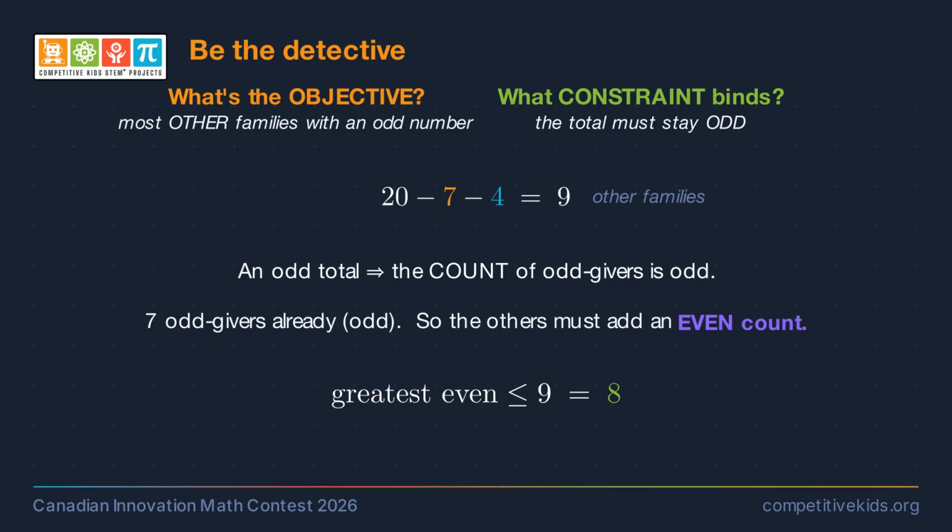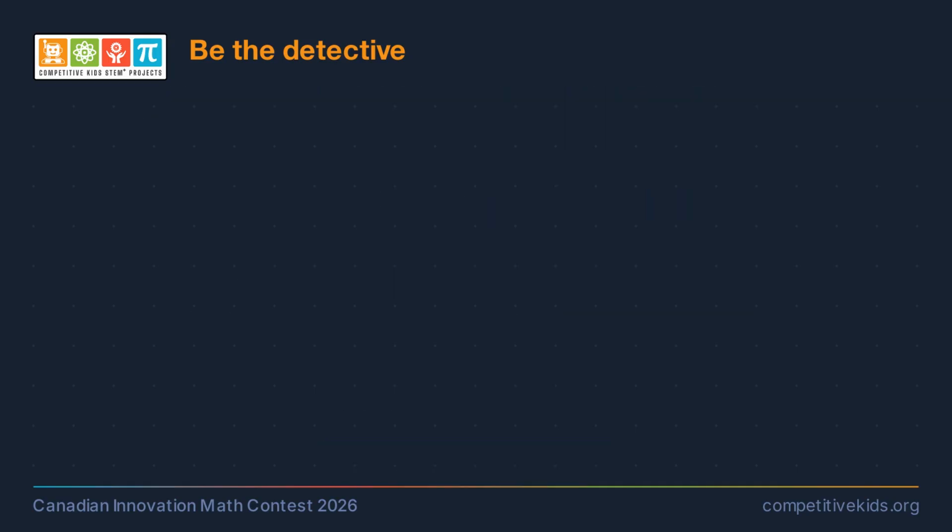That is 8. This is a new lever. I call it the structural cap. A parity rule secretly caps the count. Now a second case, with a different lever.